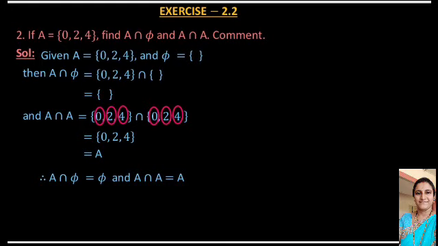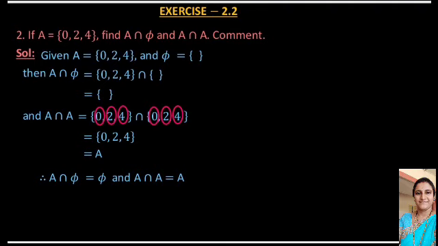Next, A intersection A. Both sets are A, so we write the set {0, 2, 4} intersection the set {0, 2, 4}. What are the common elements? 0, 2, 4. So A intersection A gives us only A. So what do you observe? A intersection phi is equal to phi, and A intersection A is A.